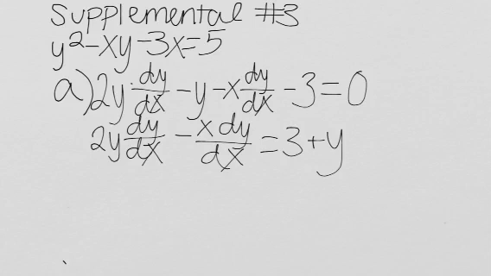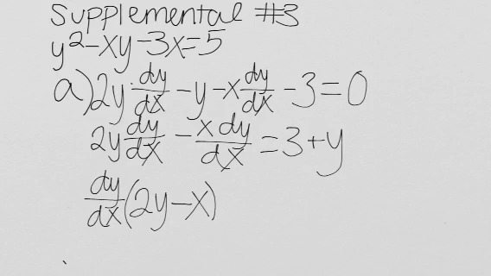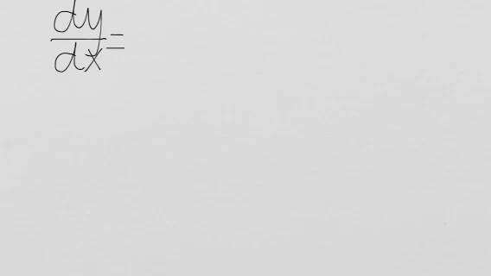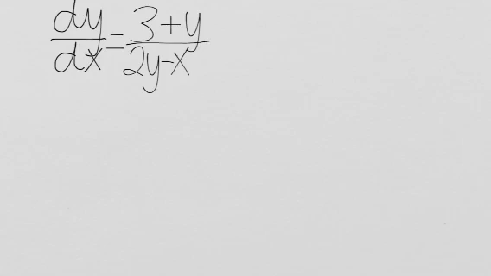And so then, now that we have that, we can pull out the dy/dx and make it dy/dx times 2y minus x is equal to 3 plus y. So now that we have moved it over, our final answer will be 3 plus y divided by 2y minus x is equal to dy/dx.